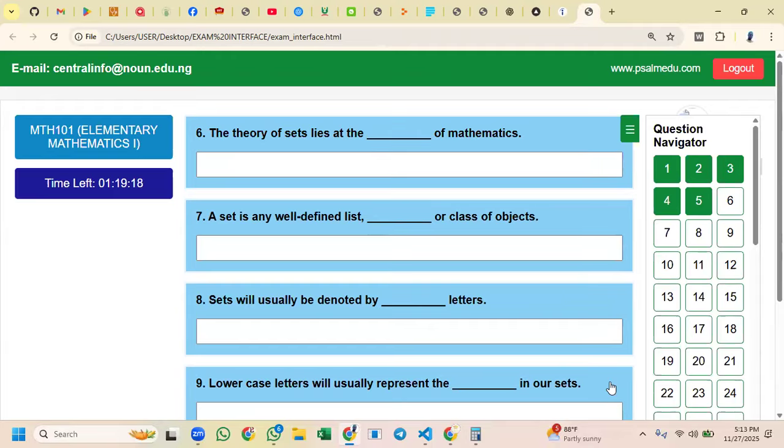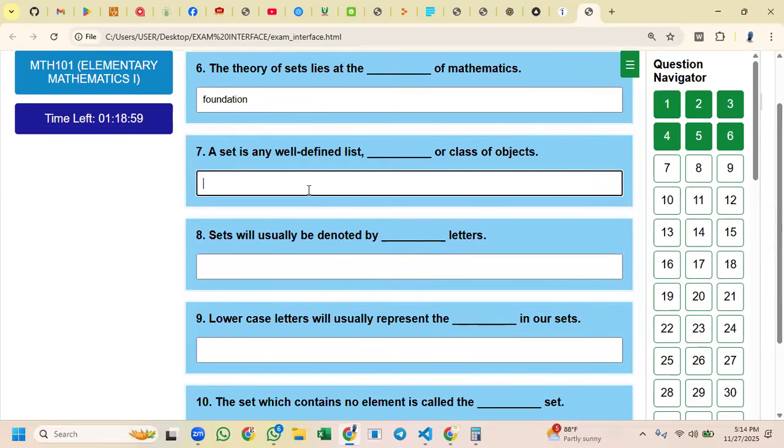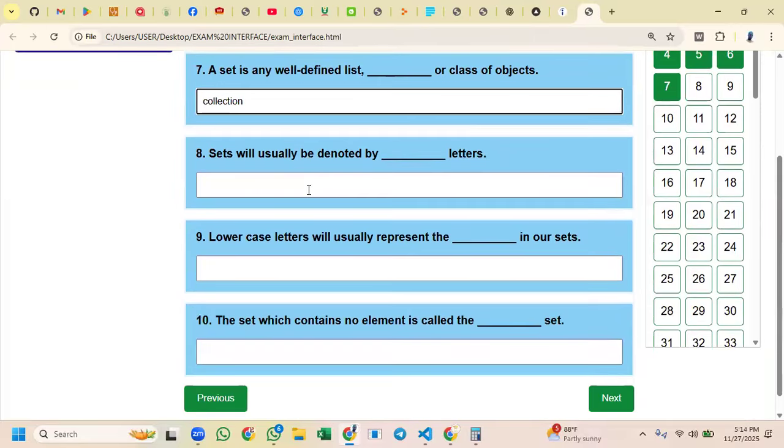Now we have a lot to type here. The theory of sets lies at the dash of mathematics. This is one of the first statements in Unit 1, if you remember, in your course material. It lies at the foundation. You understand? Okay. A set is any well-defined list, dash. What is the next in there? In your material, collection. I still remember all these things. Hope I'm correct.